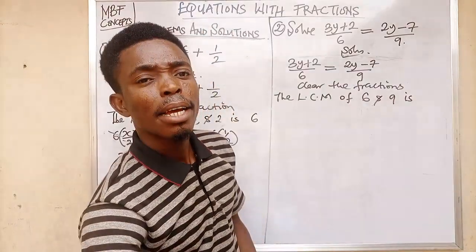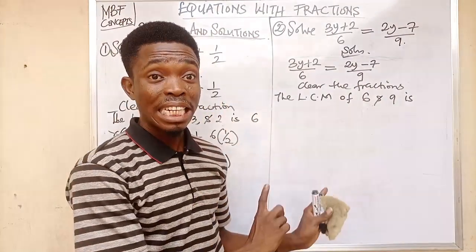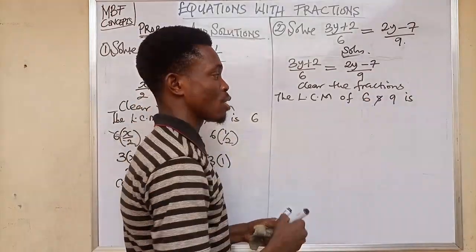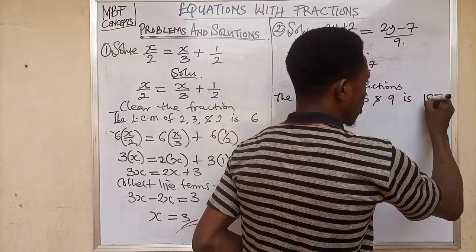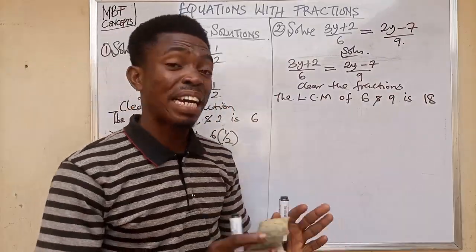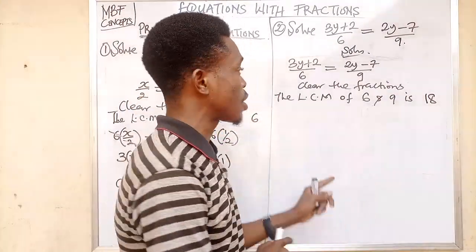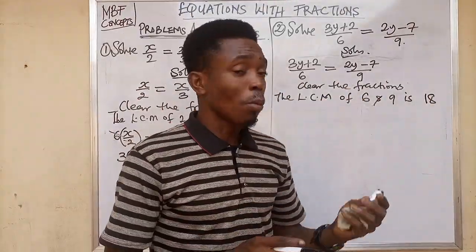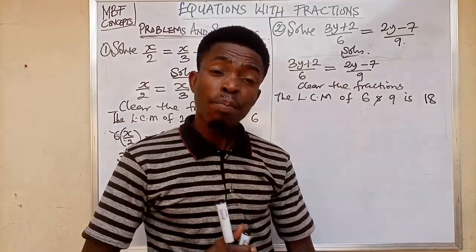Okay, let me make it easy for you. I'm going to do it only in this case, therefore in other cases you will do it by yourself. Now let's quickly explain the concept of LCM. How do we get this 18? We just said that the LCM of 6 and 9 is 18. Understand that we only find the LCM of the denominators, and the denominators here are 6 and 9. Now, how do we obtain 18 as the LCM of 6 and 9?